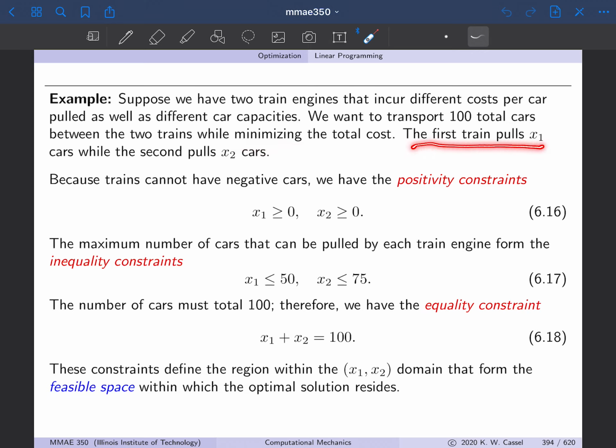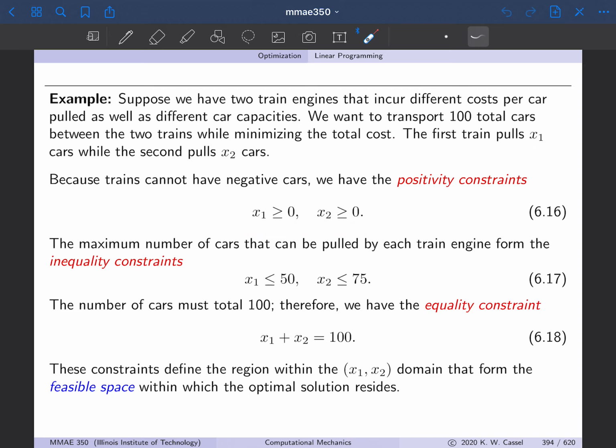Now, the first train pulls x1 cars, while the second train pulls x2 cars. Okay, so let's go with what we have so far. Obviously, positivity constraints apply here. x1 and x2 both have to be greater than or equal to 0. You can't have less than 0 cars on a train. So x1 is greater than or equal to 0, and x2 is greater than or equal to 0.